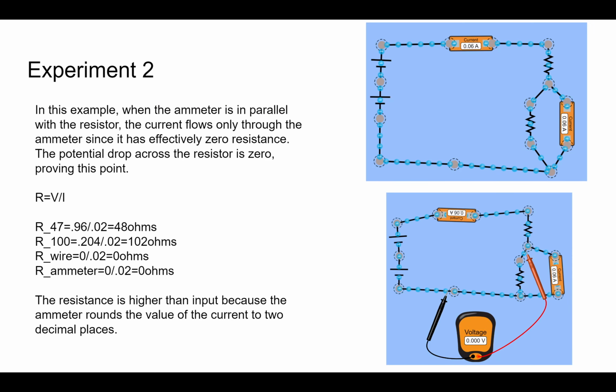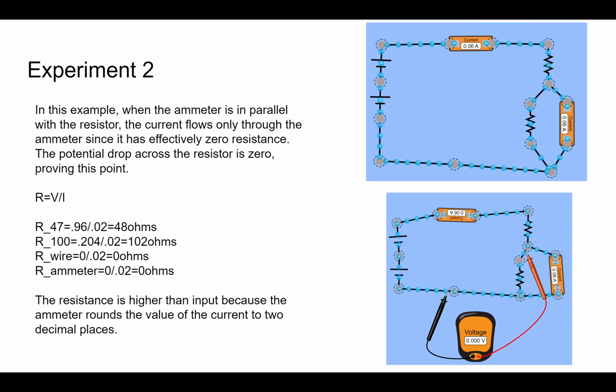So for the second experiment, you put an ammeter in parallel with a resistor, and what you'll see is that the current will actually choose the ammeter, because in this example, the ammeter has 0 resistance, so right, the current will choose it. If you calculate the voltage drop across the resistor, you'll see that it's 0, and this makes sense because you want to go across the ammeter.